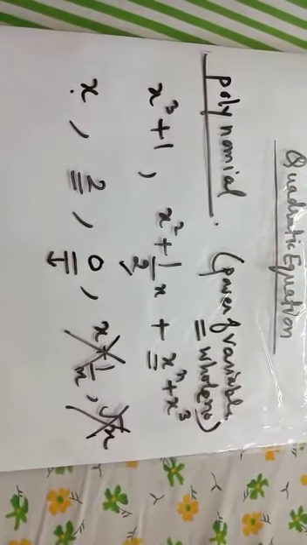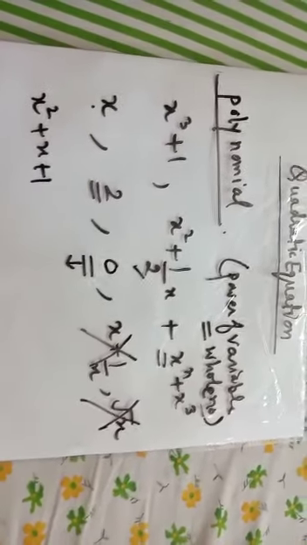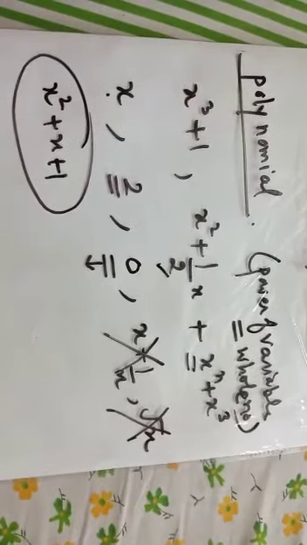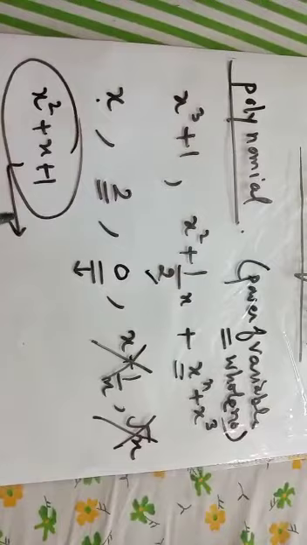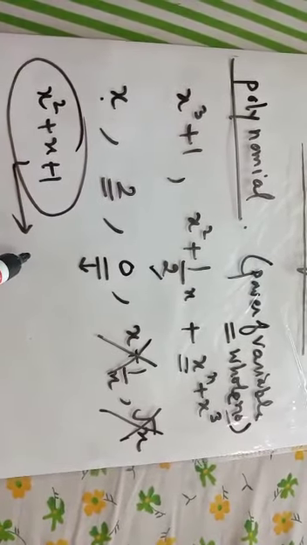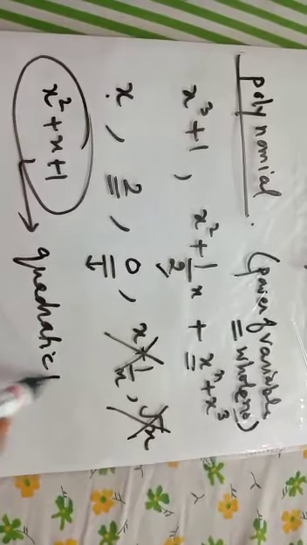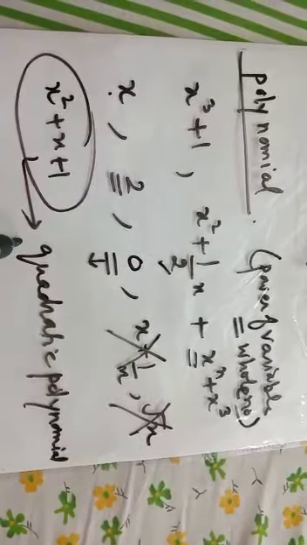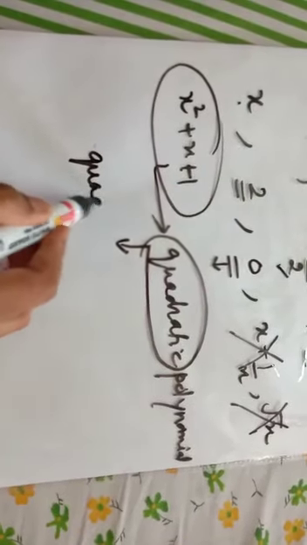Now suppose I write x square plus x plus 1. Is this a polynomial? Yes, this is a polynomial. It has degree 2, so this is a polynomial of degree 2. Now this polynomial of degree 2 is actually known as a quadratic polynomial. This word quadratic has come from a Latin word, which is quadratus.